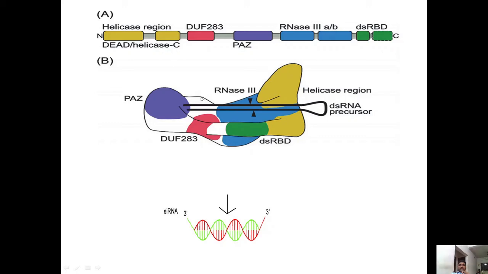If the connector region is longer, then definitely the siRNA that gets generated from this process is a longer one, because if the connector is longer, RNase III gets positioned away from the PAZ domain. So the incision that is created in the double-stranded RNA is away from the 3' overhang of the double-stranded RNA. So normally the siRNA generated from that process is a longer one. If the connector is shorter, then RNase III gets positioned adjacent to the PAZ domain, and the siRNA generated by that dicer is a shorter one.